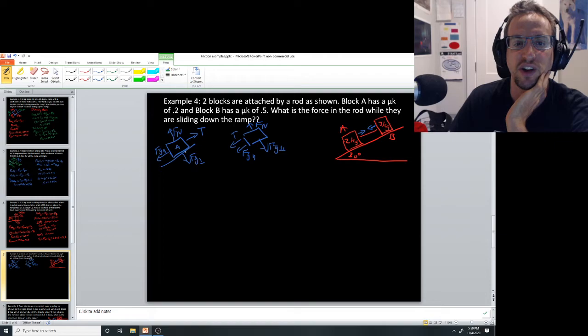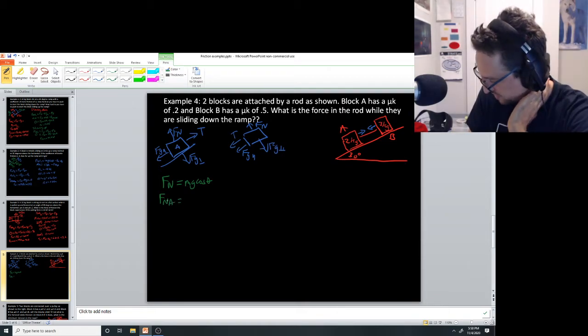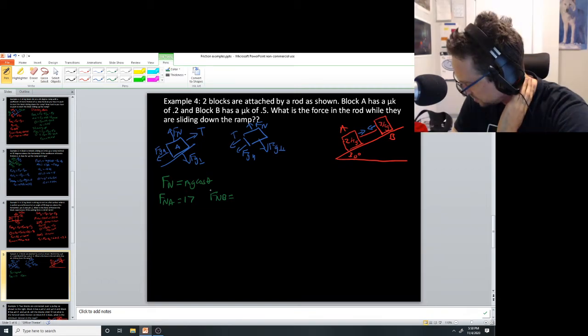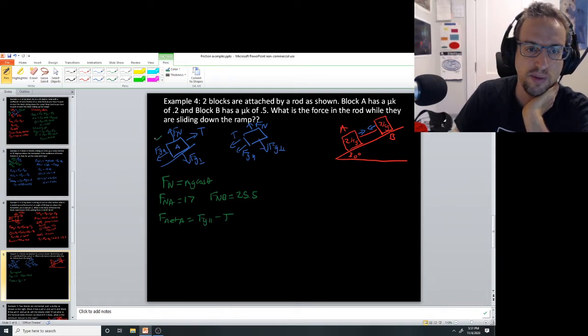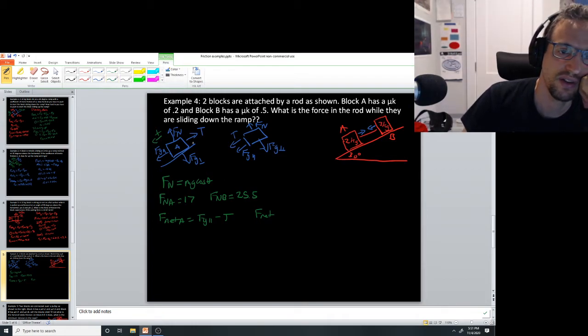All right, I'm not going to do the perpendicular direction. At this point, we know that normal force, with no other things happening, is just equal to mg cosine theta. So the normal force of A is 17. The normal force of B is 25.5. In the parallel direction, F net A is equal to FG parallel minus T. I'm making this way positive. And F net, my guys, I'm so bad right now. I forgot about the force of friction.